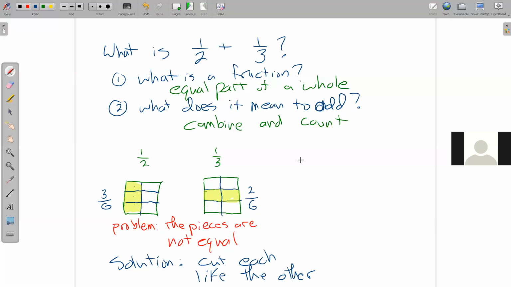So what do I have all together? Well, all together there are 5 pieces. And those pieces are sixths, because there's 6 parts of a whole. So I have all the same size piece now. I can now count them up. I can combine them and count them. And I can only combine and count them if they are the same size, because fractions have to be equal parts of a whole. And until I recut each, I didn't get equal parts of a whole.